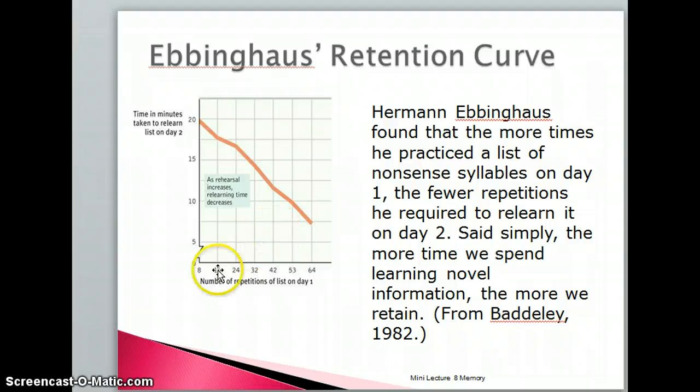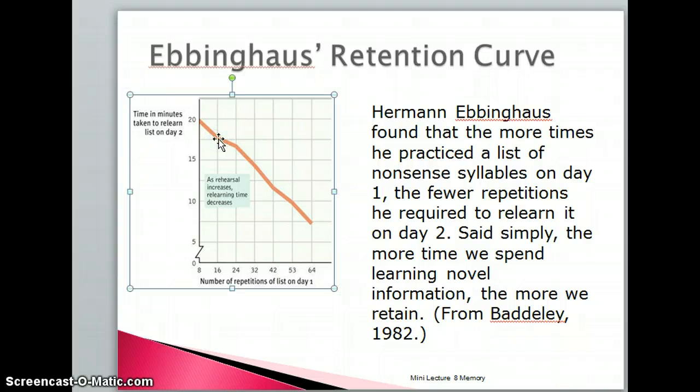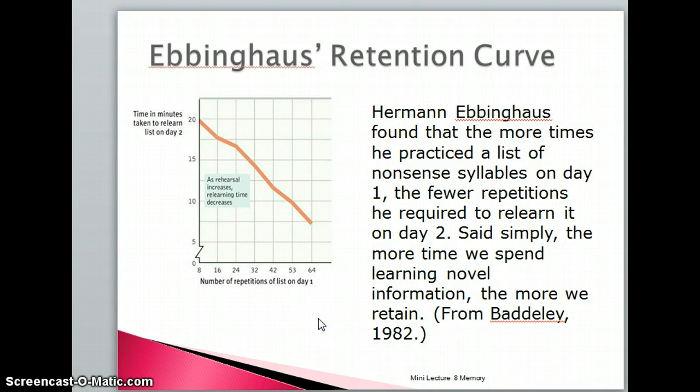So the way that it's shown in this graph is that if he practiced the list 64 times on day one, it only took him about 7 or 8 times on day two to remember the information, or to get them all correct. In contrast, if he only practiced 16 times on day one, it took him far more trials on day two to be able to relearn the information. So it has to do with how much repetition and rehearsal, and Ebbinghaus's research was the first demonstration of some of the strategies that humans could use to improve our memory systems.